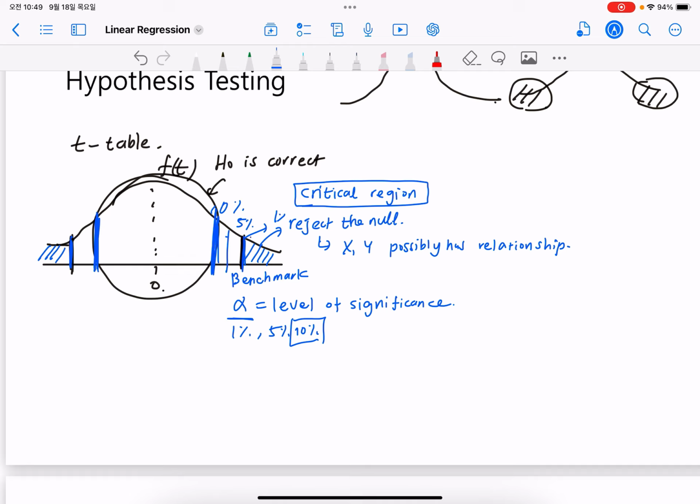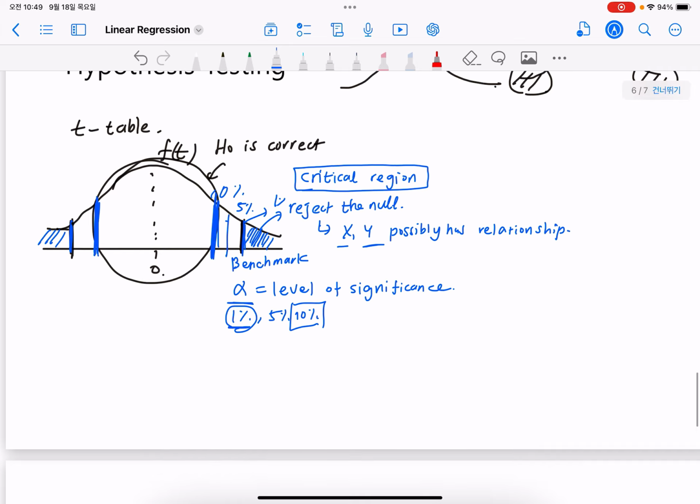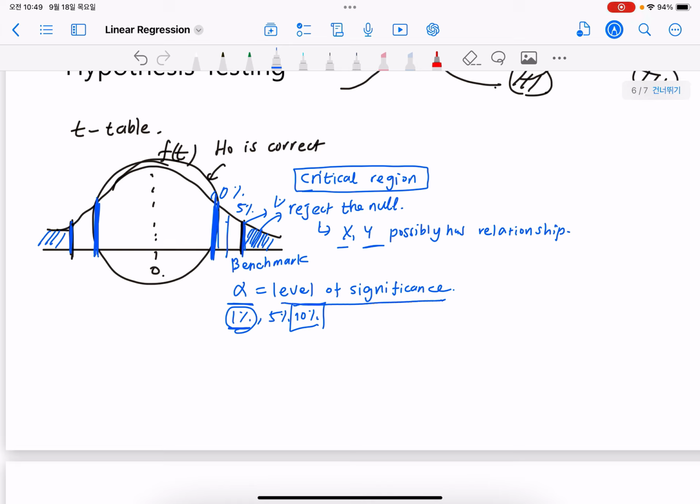So if you say that you're rejecting the null at the significance level of 1%, it's highly likely that there is a really strong significant relation between x and y. But if it's the 10% region where you can only reject the null, then there is some weak significant relationship between x and y. So the closer alpha is to 0, the more safely we can say there is a statistical significance, right?